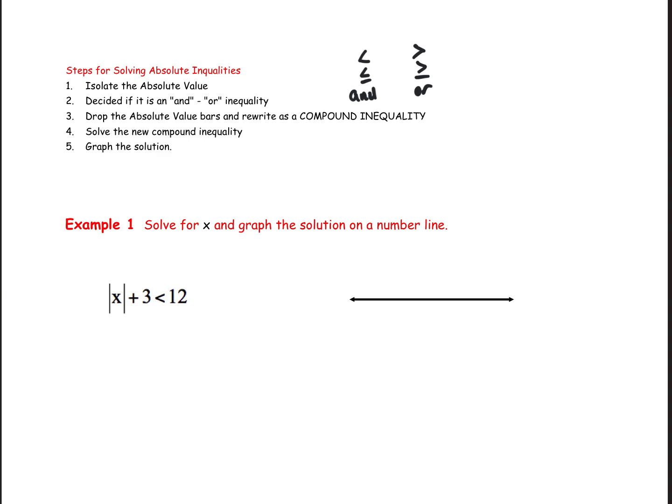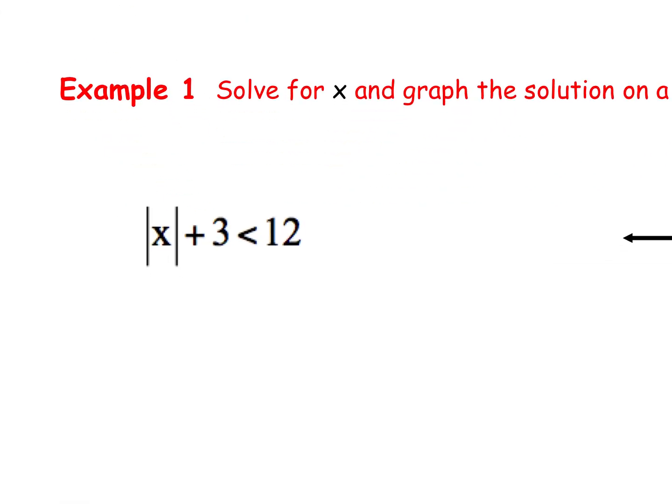So in this problem here, we're just solving this absolute value inequality. First thing is we need to get this absolute value all by itself.